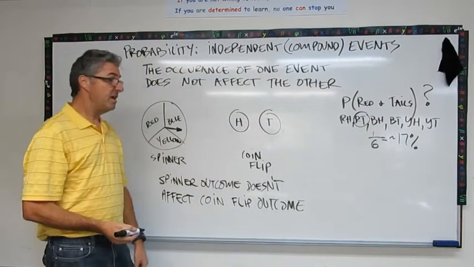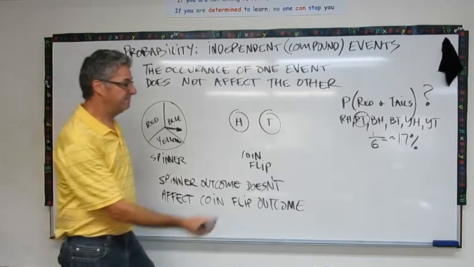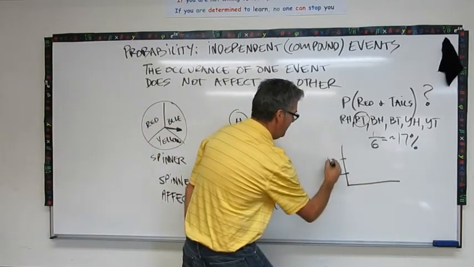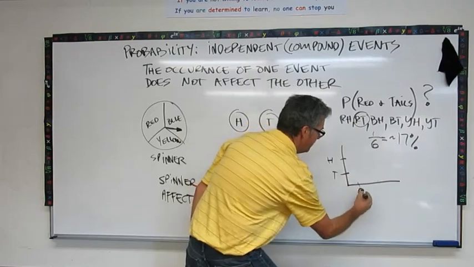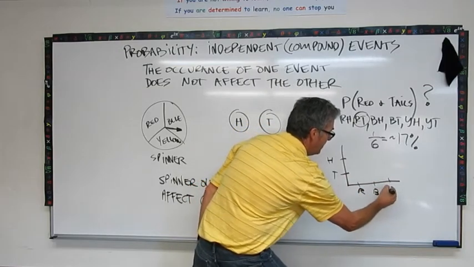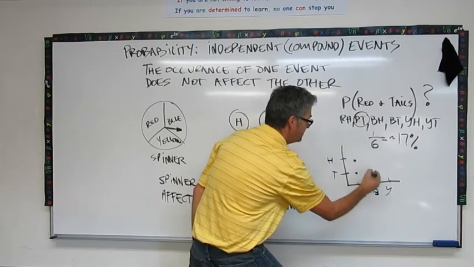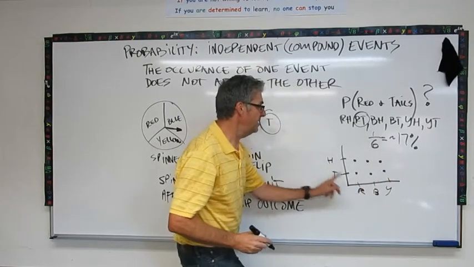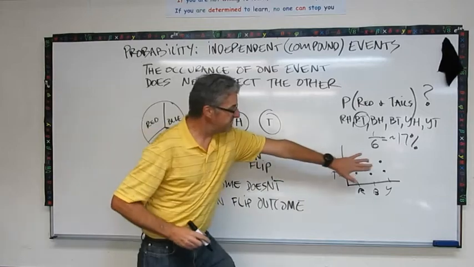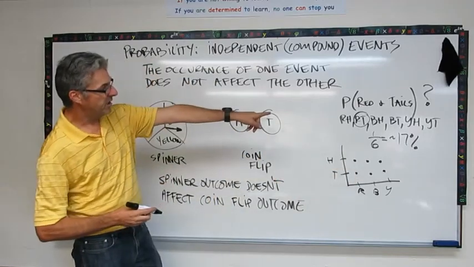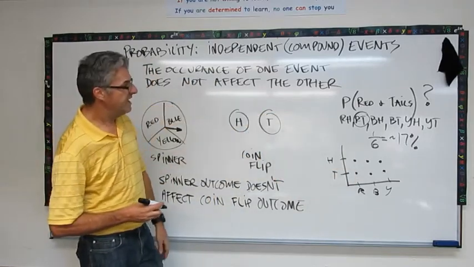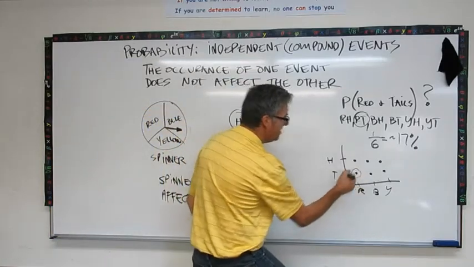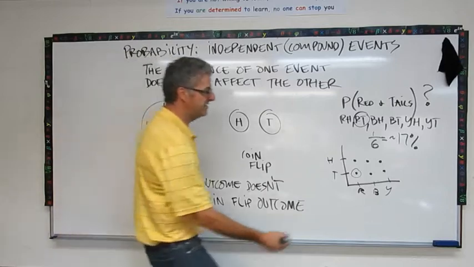Let's do it with a grid. So heads, tails, red, blue, yellow, and a dot for each possible outcome. So that's the spinner, that's the coin flip. We have 6 possible outcomes. And what we're looking for is red and tails. So red and tails is right there. So again, that's 1 out of 6.